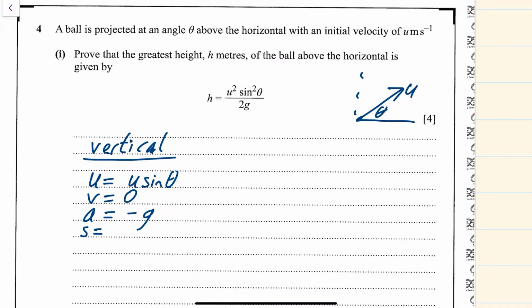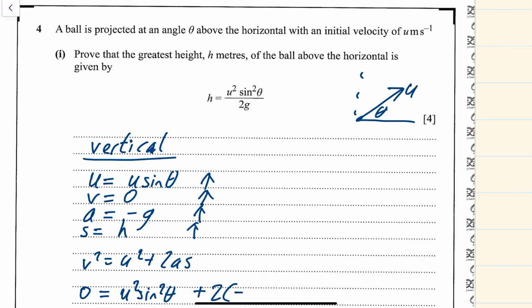So your acceleration is just equal to minus g. These things are all going vertically upwards, an upwards arrow, and my height upwards we've called h. So I'm just going to use v squared equals u squared plus 2as. That's going to be 0 then. It's equal to, squaring the u, you'll get u squared sine squared theta, and then plus 2 times my g, which is minus g, times my h.